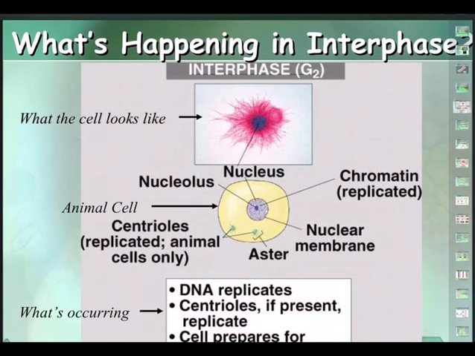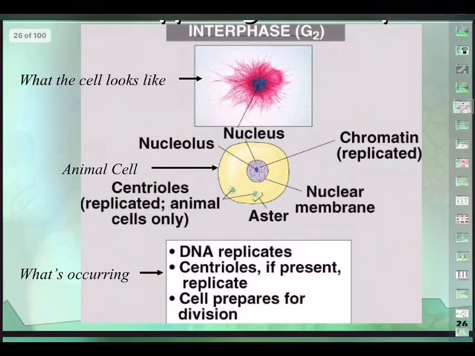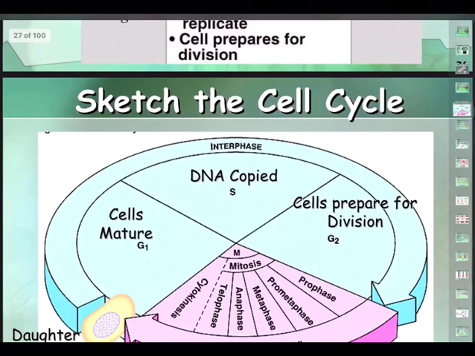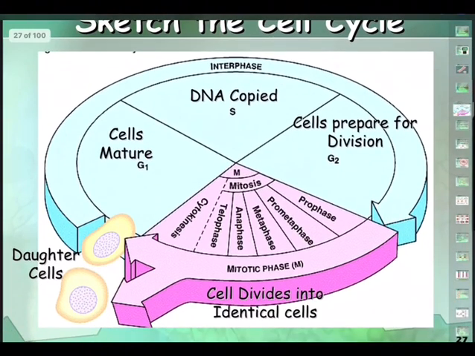And what is happening in all three stages together? So this is what the cell looks like, as you are seeing. Within that, there is a nucleus, the nucleolus, and centrioles which are replicated, and then astral bodies. The nucleus has a nuclear membrane and is very prominent, so this is a eukaryotic animal cell. The chromatin gets replicated. And what is the important event that takes place? DNA replication, centrioles also get replicated, and then the cell prepares for possible division.